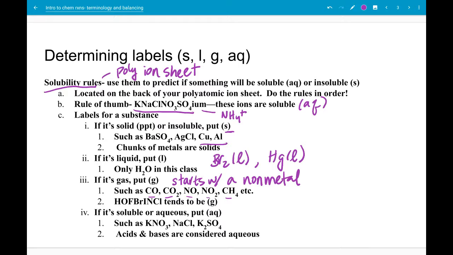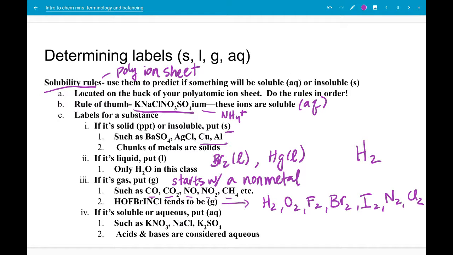Now your Hofbrinkels, these are molecules that are diatomic, so they like to bond to themselves. Now these tend to be gases as well. So I'm just rewriting it to show that they are diatomic, and they are never going to exist in a chemical reaction by themselves. You're not just going to have an H. It'll be an H2. Now, if it's soluble or aqueous, we're going to put an AQ next to it. That means it's been dissolved in water.